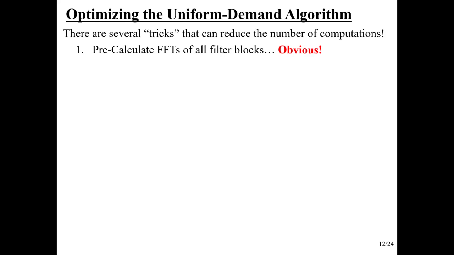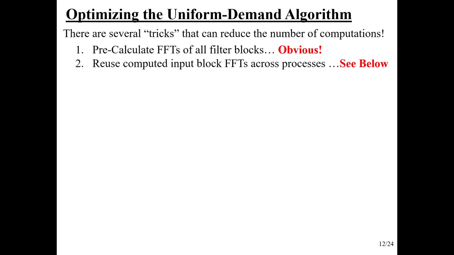So the first is obvious. We talked about this before. All the filter blocks can have their FFTs pre-calculated and stored. So none of those FFTs need to be computed. Now the rest are tricky and clever. So the second one is to reuse any signal block's FFT that we've already computed that we now need for some other task. And I'll show you what that is.